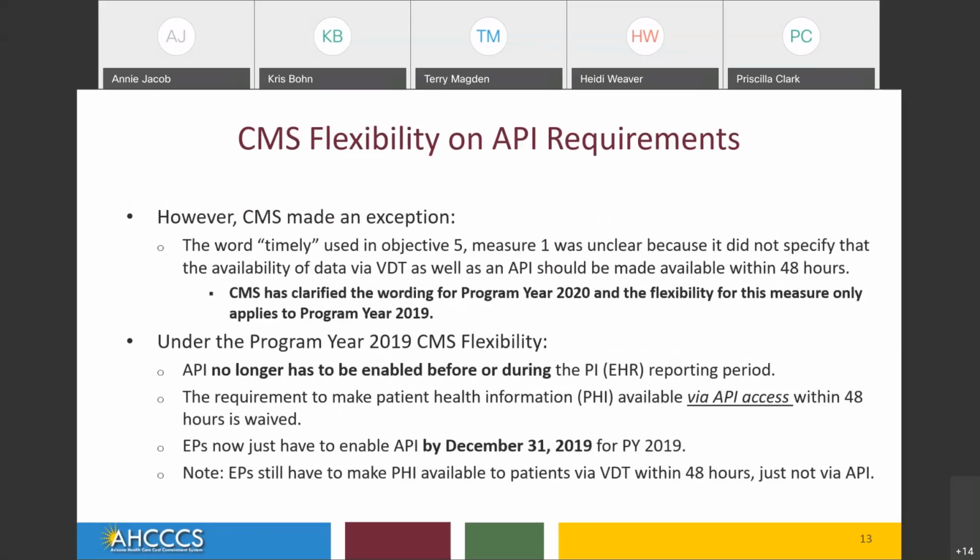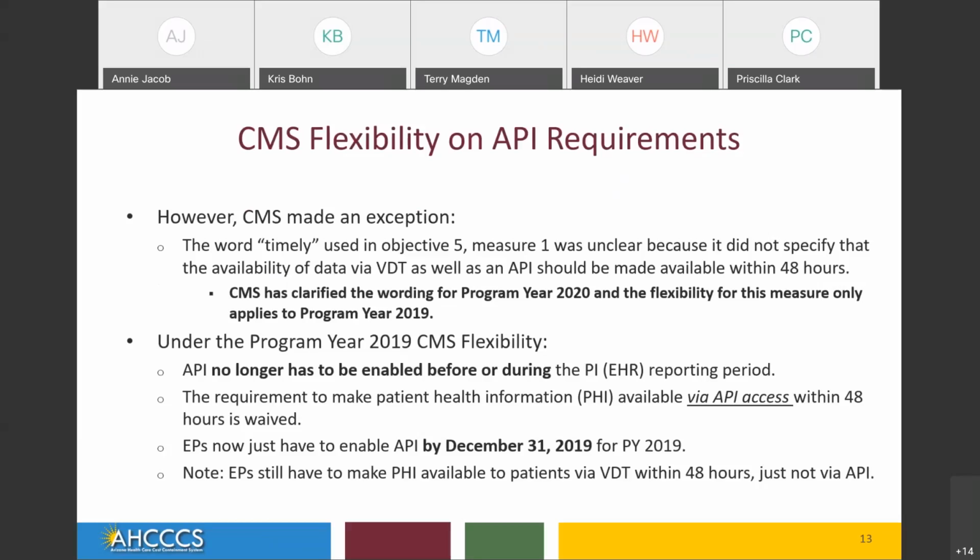However, CMS made an exception. The word timely used in Objective 5, Measure 1 was unclear because it did not specify that the availability of data via the View, Download, or Transmit, or VDT, as well as an API, should be made available within 48 hours. CMS has clarified the wording for Program Year 2020, and the flexibility for this measure only applies to Program Year 2019.